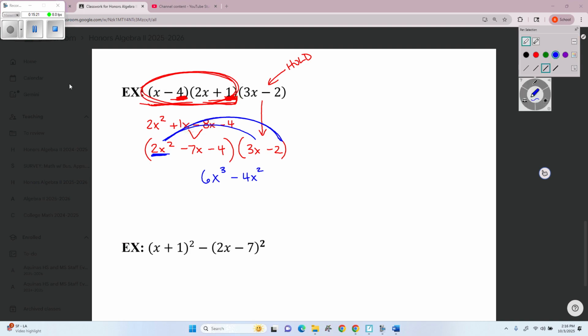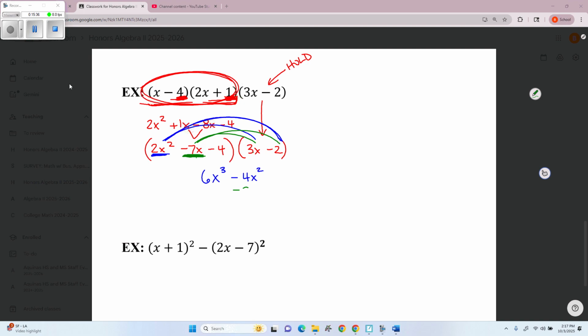Okay, so kind of color coding this just so you can see and follow more clearly. Now we're going to take the second term in that first parenthesis set and distribute it through everything in the second one. So this negative 7x times 3x, that's a negative 21x squared. Again, I'm lining up my x squareds together. This negative 7x times a negative 2 would be a positive 14x. Going to create a new x column because I don't have one.